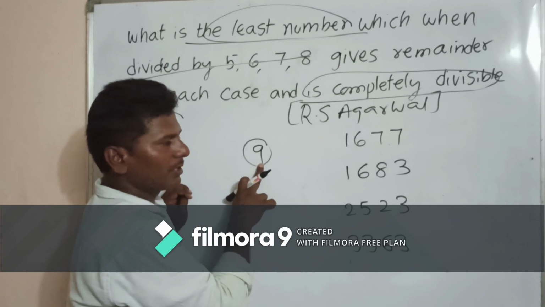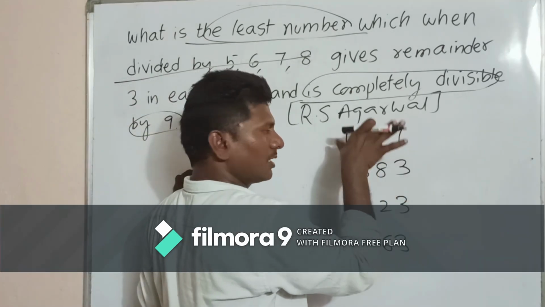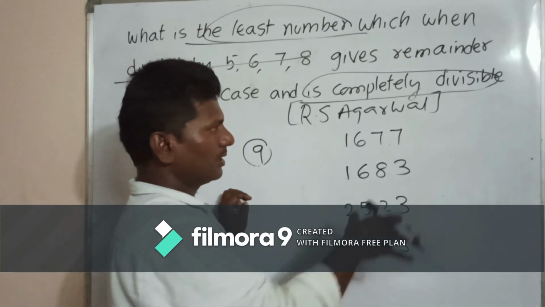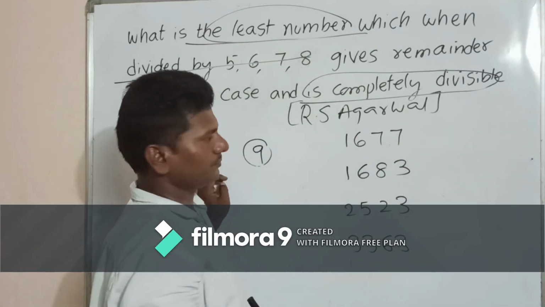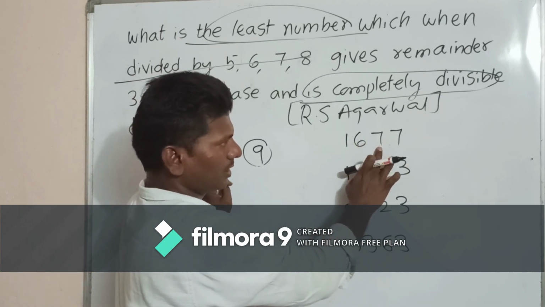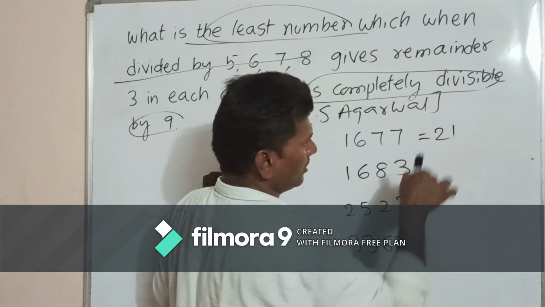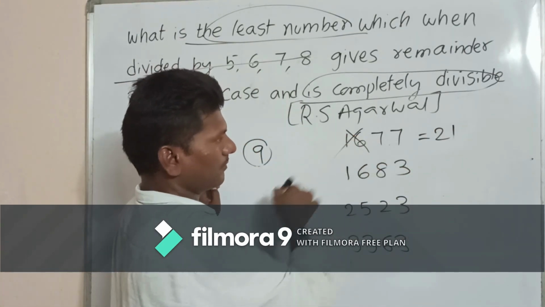To check whether a number is divisible by 9 or not, we add all the digits of the given number. If the sum is divisible by 9, then the given number is divisible by 9. Now I am adding: 1 plus 6 is 7, 7 plus 7 is 14, 14 plus 7 is 21. 21 is not divisible by 9. So this is wrong answer.